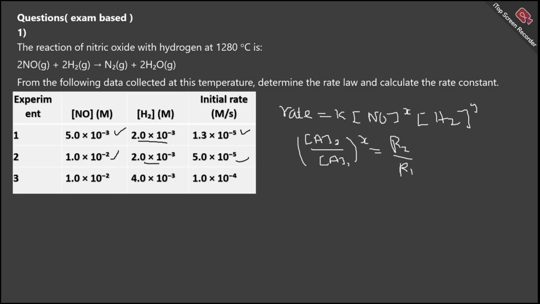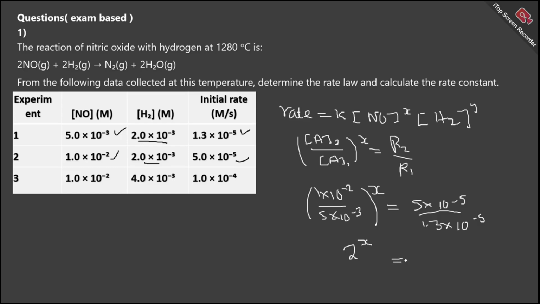Okay, so the second concentration, I'll make sure it is the bigger one. That is 1.0 times 10 raised to the power negative 2 divided by 5 times 10 raised to the power negative 3. Then this is going to be in brackets raised to the power x. The rates I have this side, 5 times 10 raised to the power negative 5, then this one is 1.3 times 10 raised to the power negative 5. So when we divide this side, we're going to have 2^x. Then when we divide this side, this is what you should get.